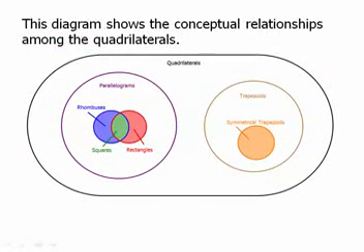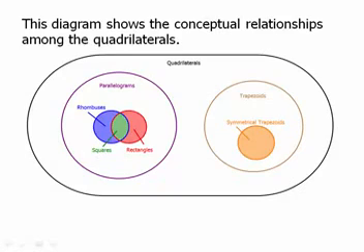This diagram shows the conceptual relationship among the quadrilaterals. So, first of all, there are many quadrilaterals that are neither parallelograms nor trapezoids. Those are just the irregular quadrilaterals that are outside the two big circles. Inside the parallelogram circle, everything in that circle has the big four parallelogram properties. And nothing outside the parallelogram circle can have any of those properties.